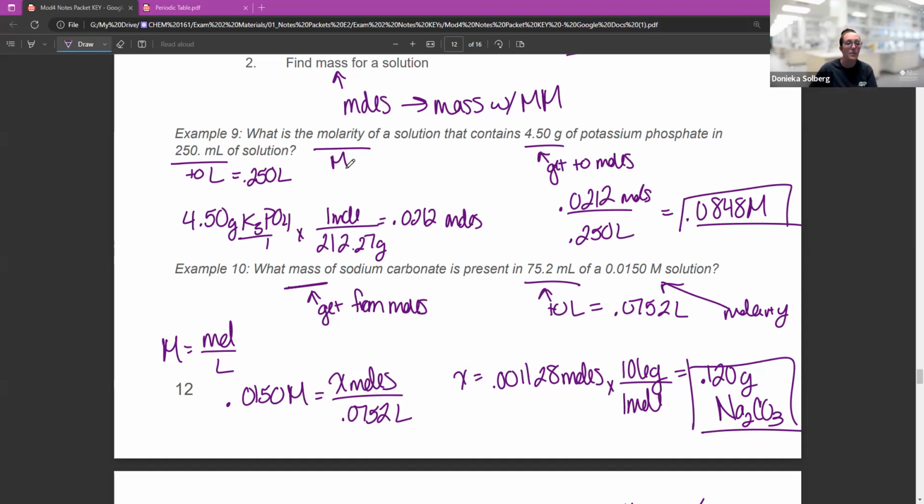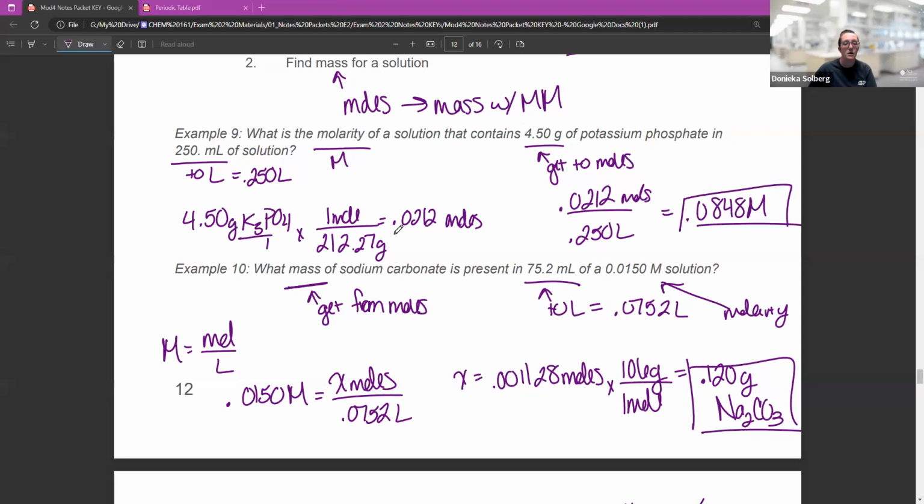So I want capital M of a solution that contains 4.50 grams. Notice this is a mass, so I know I'm going to have to convert it to moles. So I actually over here went ahead and converted it to moles of potassium phosphate in 250 milliliters of solution. Okay, so I know I have to convert this to moles, and I know I have to put this in liters because molarity is moles over liters.